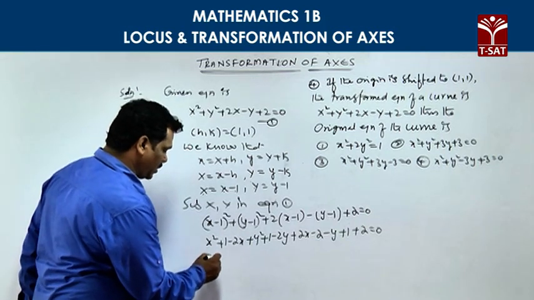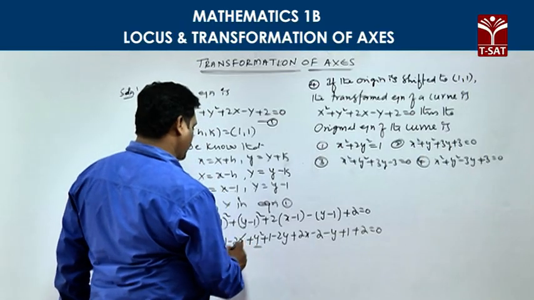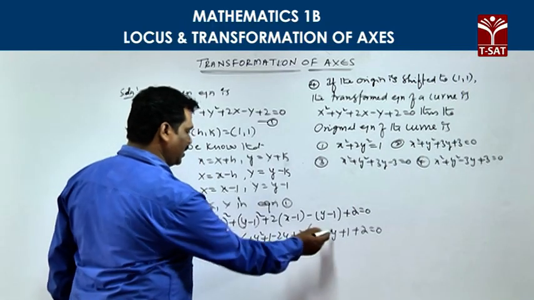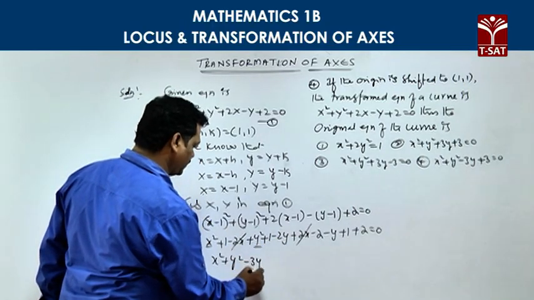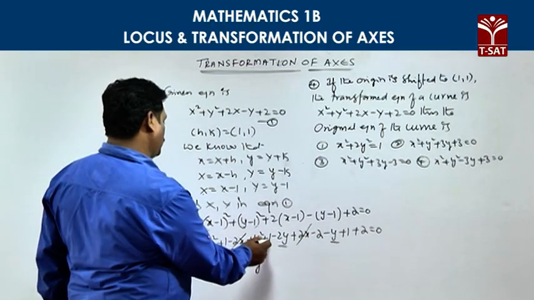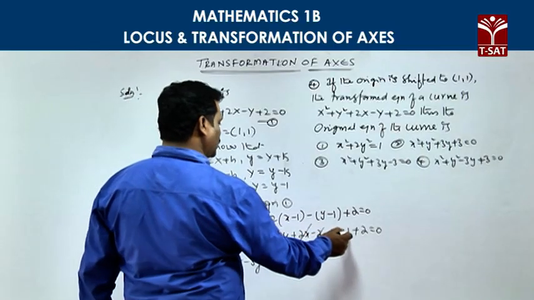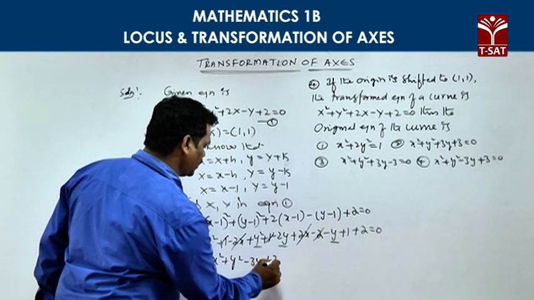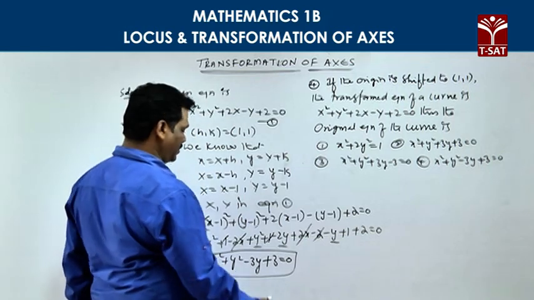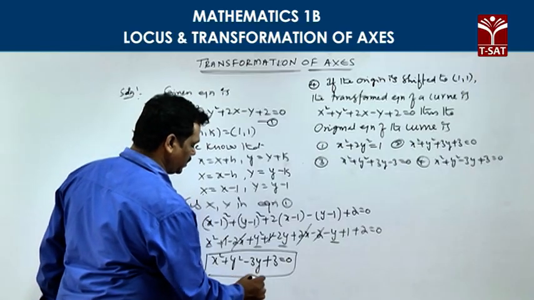So x² + y². Minus 2x plus 2x cancel. Minus y minus 2y gives minus 3y. And 1 plus 1 is 2, minus 2 cancels here, leaving 1 plus 2. So the answer is x² + y² - 3y + 3 = 0. Option is 4. Answer is the fourth one.